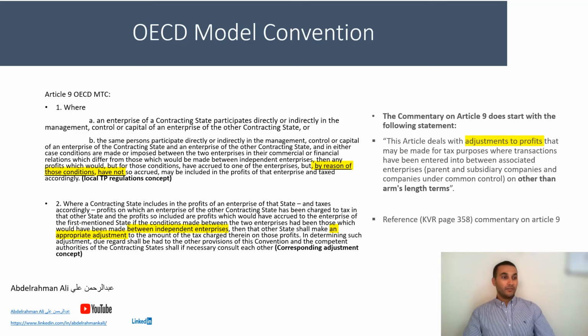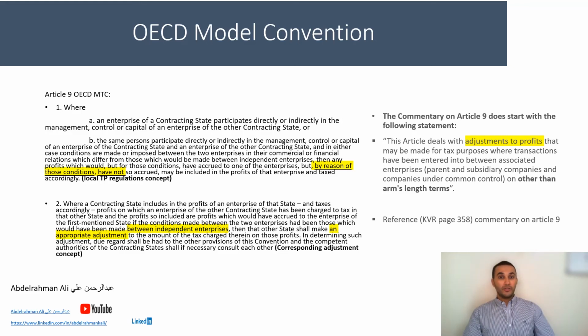And as has been explained in the article itself, in determining such adjustment, due regard shall be had to the other provisions of this convention. And the competent authorities, which are the two authorities of each of country A and country B, the contracting states, shall, if necessary, consult each other. They should endeavor to cooperate about this corresponding adjustment.